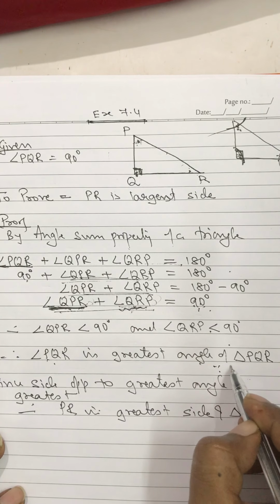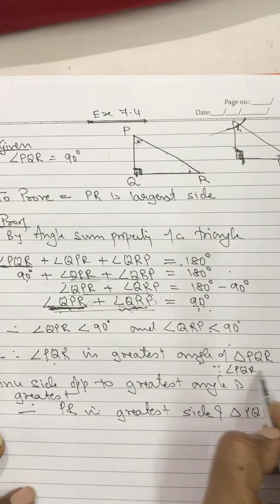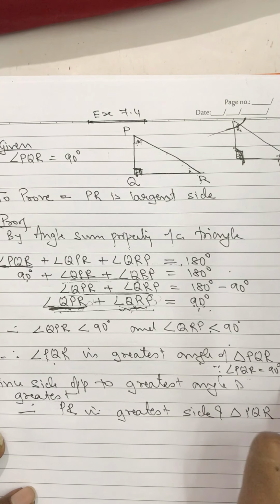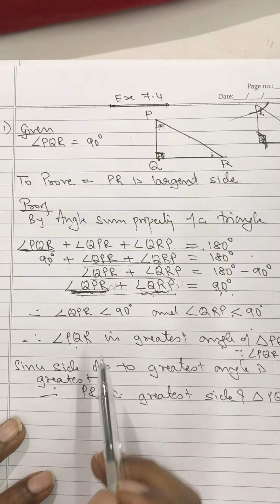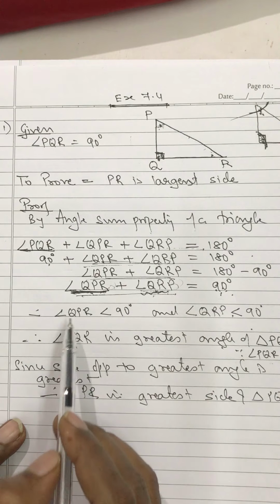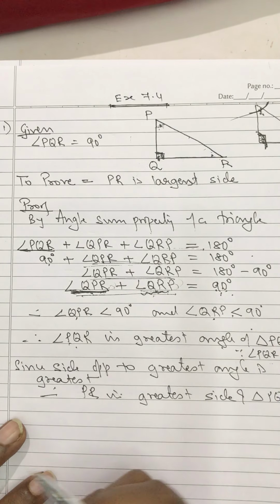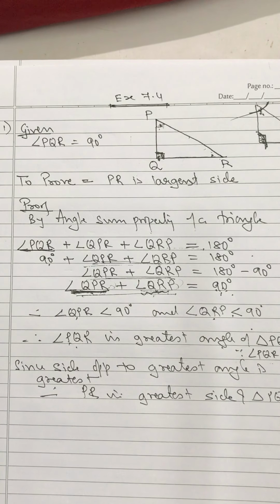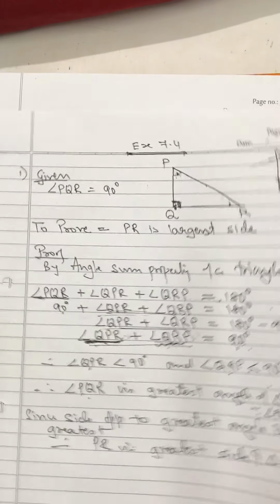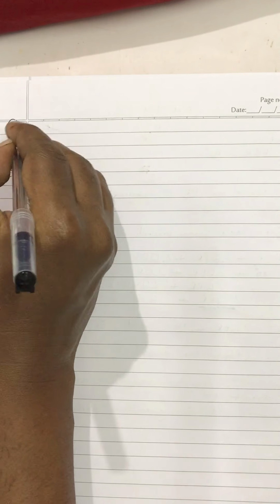You can write here, since angle PQR is equal to 90 degrees, given. Because PQR is 90 degrees, QPR is less than PQR and QRP also is less than PQR. Therefore, angle PQR is the greatest angle and therefore, the side opposite to angle PQR will be the greatest side. Okay, my dear students, with this we have understood this, and let's go to question number 2.